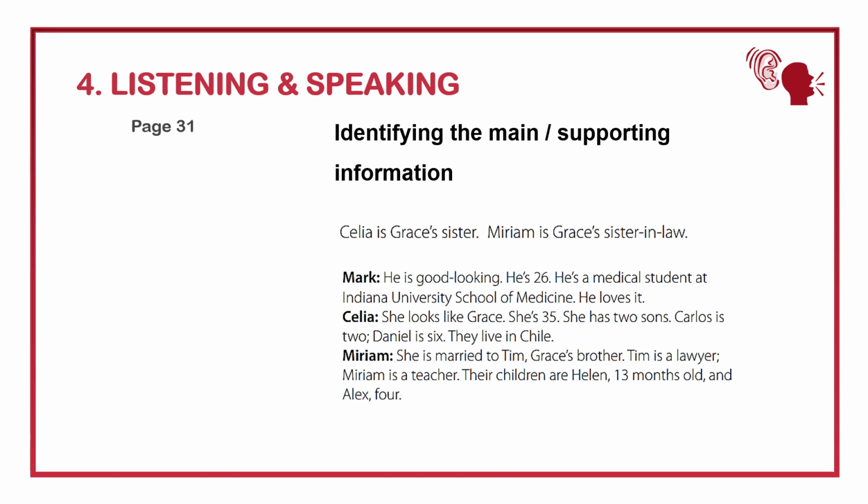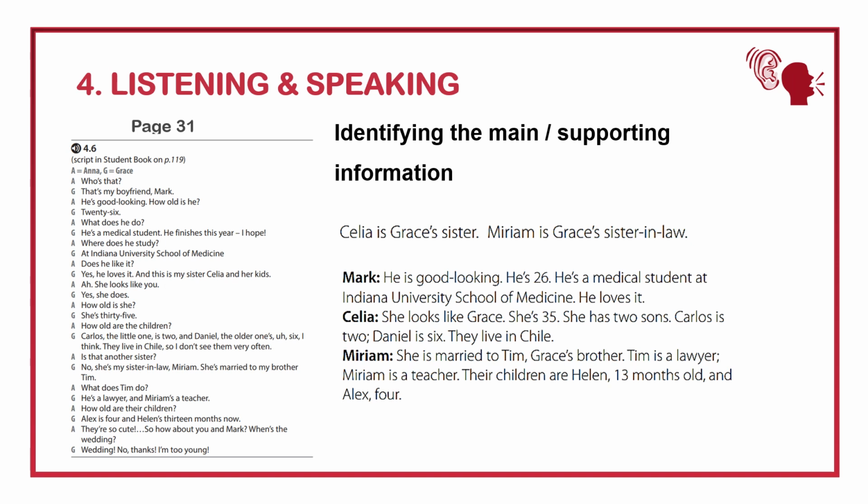So if you need, you can listen to the audio file more times just to make sure you understand everything. We can also look at a transcript here. You can also find it in the student book on page 119, or you can just look at a slide. We have A for Anna, G for Grace. Let's go through it. Who's that?